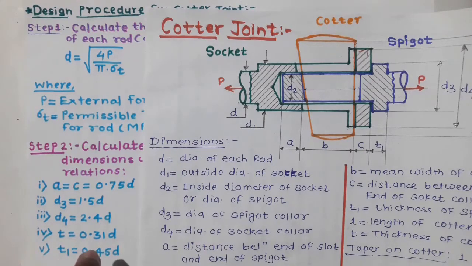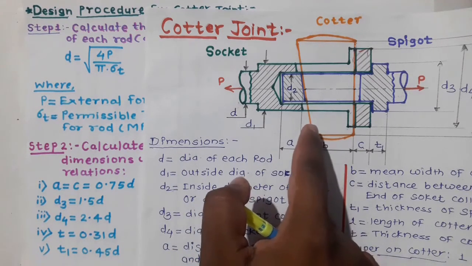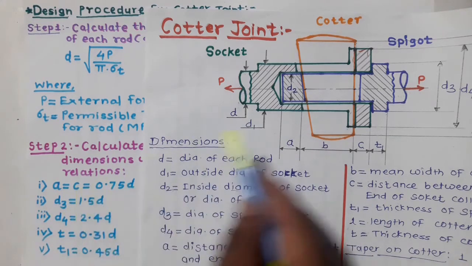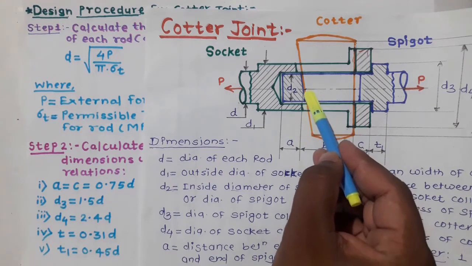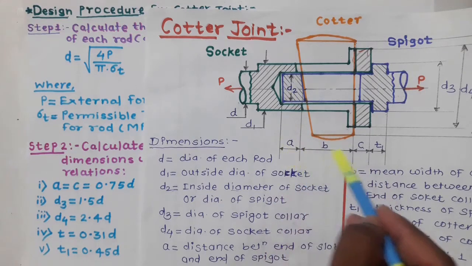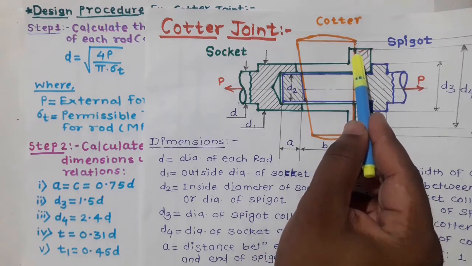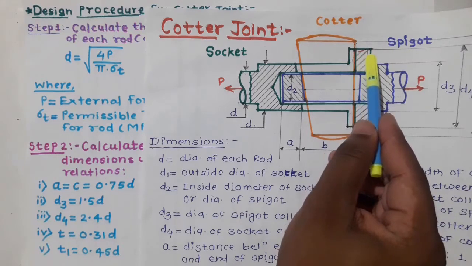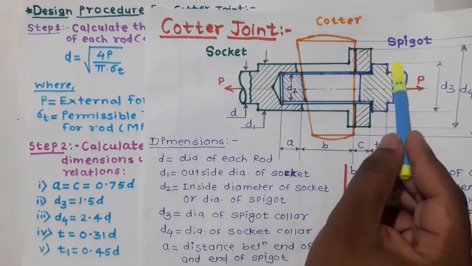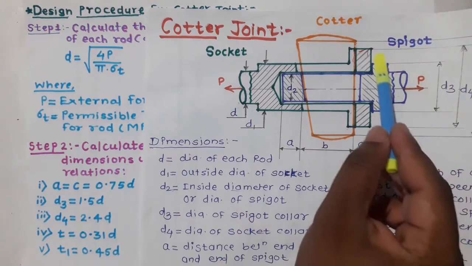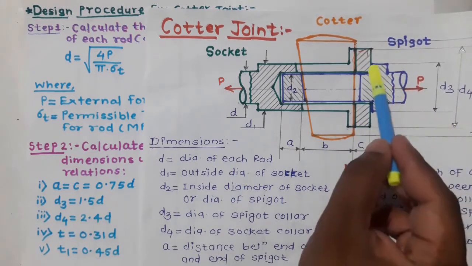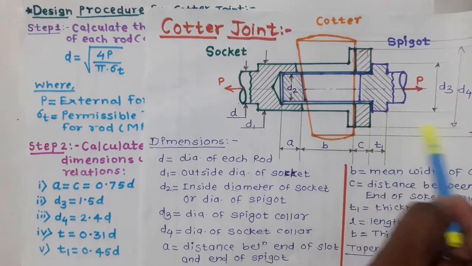Now let us go through this cut section of quarter joint in order to see what these parameters are. Small a is nothing but the distance between the end of slot to the end of spigot. C is nothing but the distance between the end of slot to the end of socket collar. Then D3 is the diameter of this spigot. D4 is the diameter of this socket.